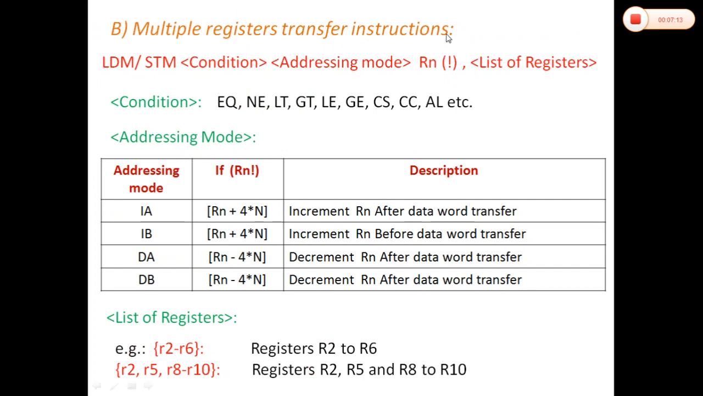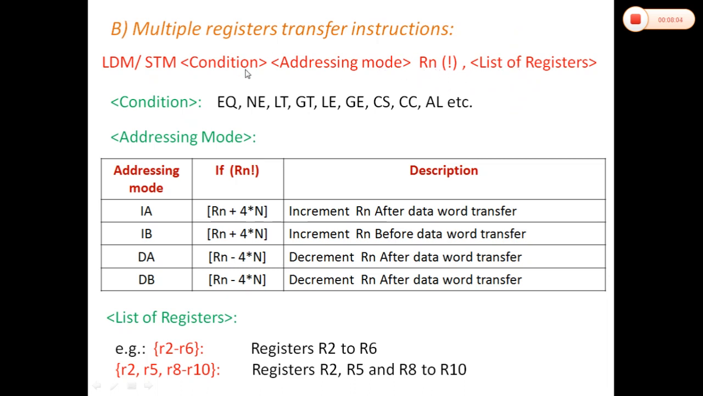Multiple register transfer instructions. There is an instruction which is capable of transferring the content of multiple registers from the register bank to the memory or from memory to the register bank. The instruction is load multiple or store multiple. The list of registers is given here. Contents of these registers will be transferred between the memory and these registers. Register Rn holds the start address of the memory location from where the data will be loaded into these registers, or from where the content of these registers will be stored into the memory. So this simply holds the start address of the memory area.